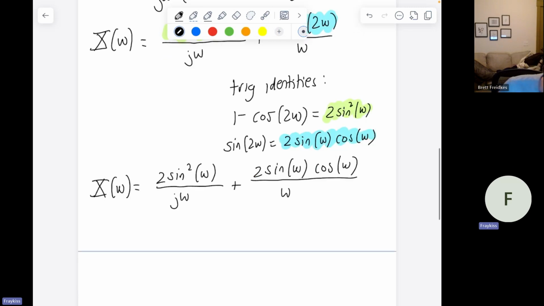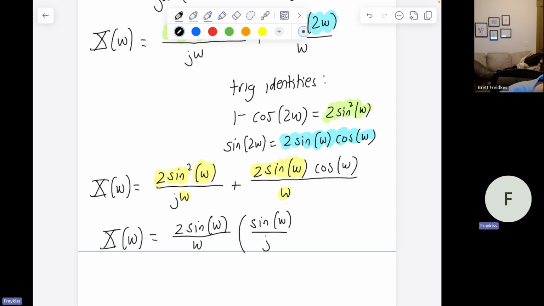And I'm going to take some stuff out of this. I'm going to factor out, what do we have in common? We have a sine omega in each term. I have a 2 in each term, and I have an omega in each term. So let's factor all that out. 2, I'm going to do sine squared. I'm going to do 2 sine of omega over omega. And what I'm left with is sine of omega over j plus cosine of omega.